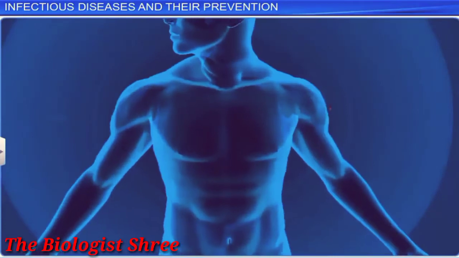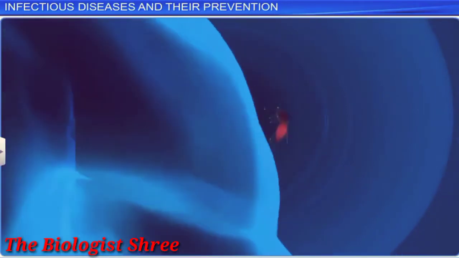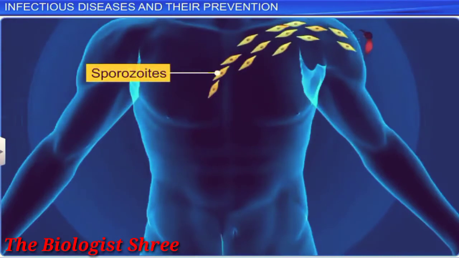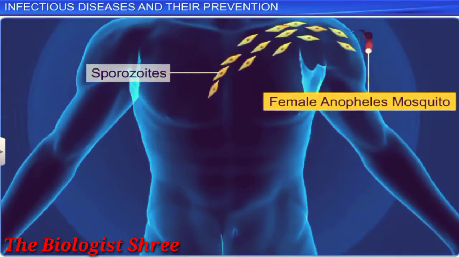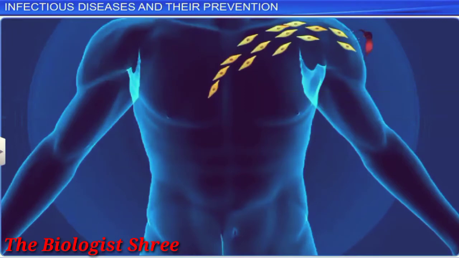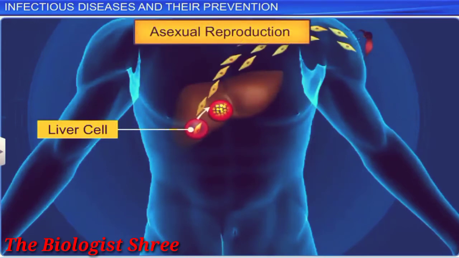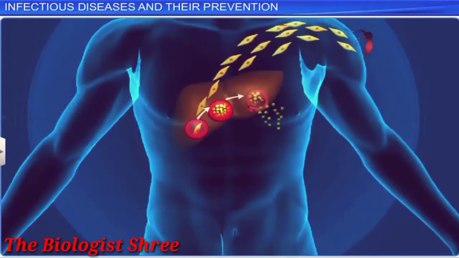Plasmodium enters the human body in its infectious form, known as sporozoites, through the bite of the female Anopheles mosquito. Sporozoites travel through the blood to reach the liver, where they initially multiply via asexual reproduction to form merozoites inside the liver cell. The liver cells burst and the merozoites are released into the blood.